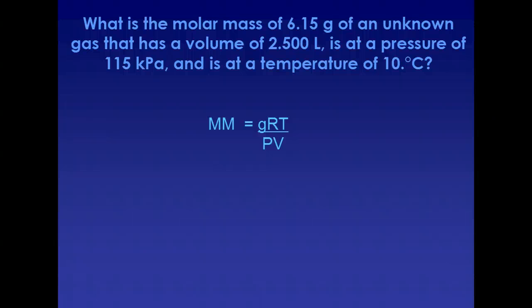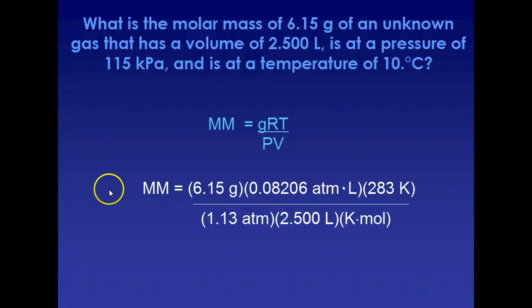So for molar mass, M, our mass is 6.15 grams. Our constant is 0.08206 atmosphere liters per Kelvin mole. Our temperature, when we add 273, is 283 Kelvin.